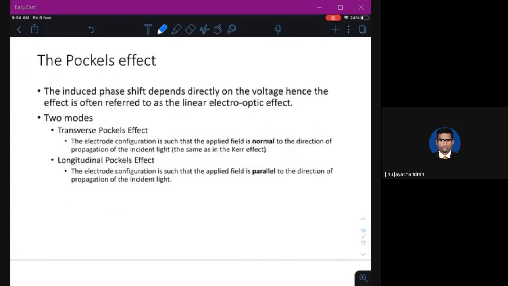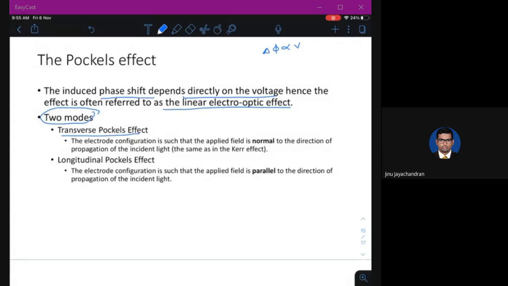Now the Pockels effect is exactly the same as the Kerr effect, except that the phase shift depends directly on the voltage. Whatever delta phi is there, it is proportional to voltage, not to the square of voltage, and it's called the linear electro-optic effect. There are two modes for the Pockels effect. The first is called the transverse Pockels effect.